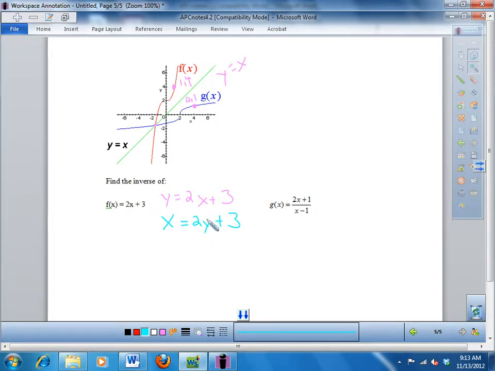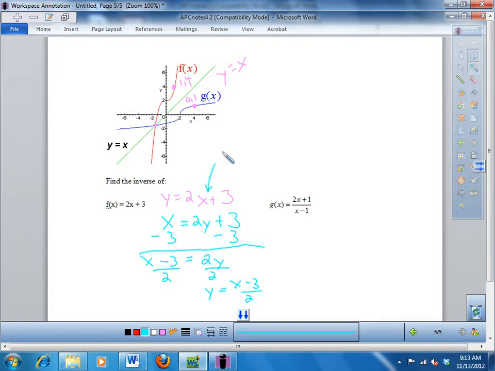Yeah. Okay, so solving this for y, I take away 3 from both sides. And you got to be kind of good at algebra. You get 2y equals x minus 3. And then you divide both sides by 2. So you get y equals x minus 3 over 2. And that is the inverse of f of x. And to verify that it's true, plug in a number and see if it makes it true.